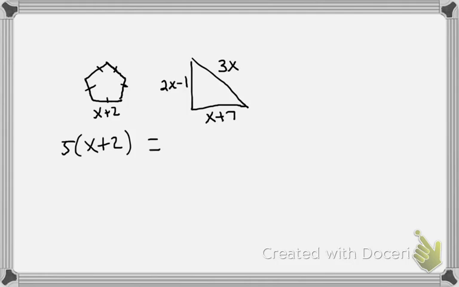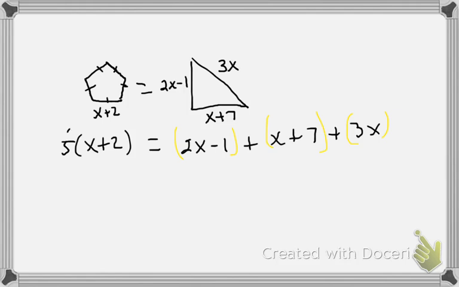And we're going to set it equal, so we're setting these two shapes equal. And since we're finding perimeter, we're going to do 2x minus 1 plus x plus 7 plus 3x. And remember that these are each a side.